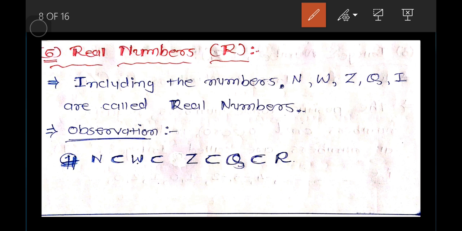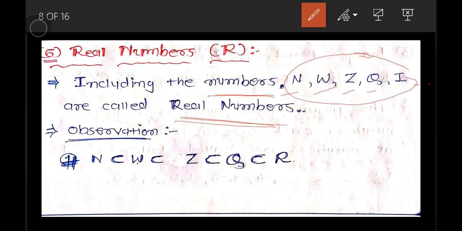Now, including which numbers? N, that is natural numbers, W, that is whole numbers, Z, that is integers, Q, that is rational numbers, and I, that is irrational numbers. Now we put all these numbers in a set, and then it is called real numbers.